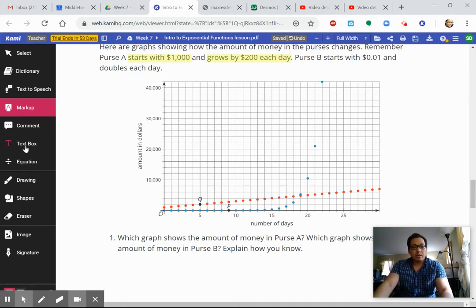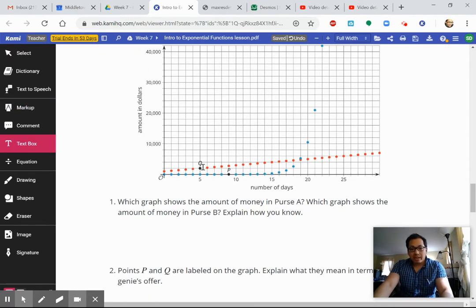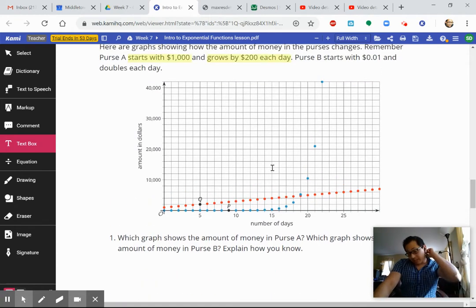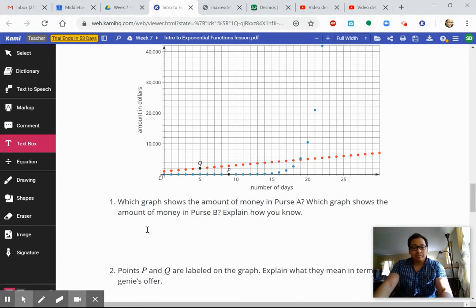You can tell because the red graph is going up by a constant amount each day. The same amount. It's small, but you can see it's steadily increasing. And in fact, because it's growing by the same amount each day, it forms a line, a linear graph, with a slope of, go back to slope, right? What would the slope of the graph be? It would be $200 because that's how much it increases by each day.